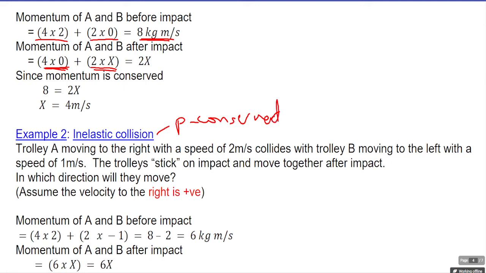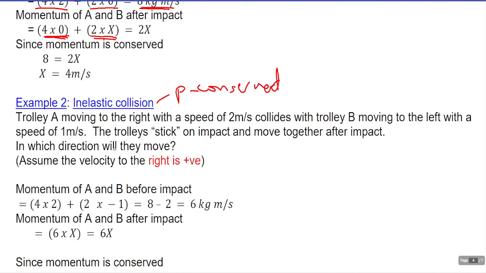So what it means is the kinetic energy before collision is not the same as the kinetic energy after collision. After collision, you're going to have less kinetic energy. Why? Because it has been converted to other forms, e.g. heat, sound during the impact.